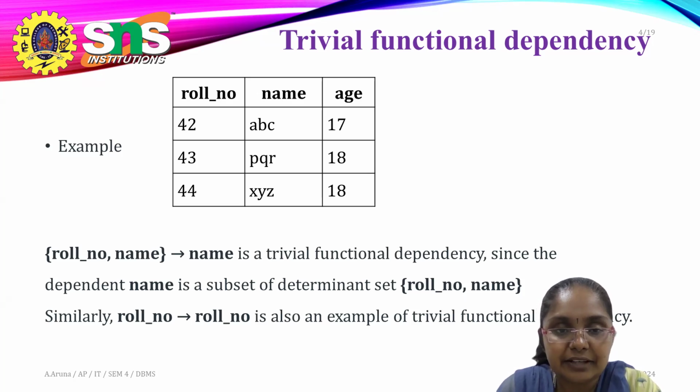And also roll number tends to roll number is a trivial dependency. Name tends to name, trivial dependency. Age tends to age is a trivial dependency. For example, name tends to age. This is not a trivial dependency because the Y component is not a subset of my X component. So this is an example for trivial dependencies.